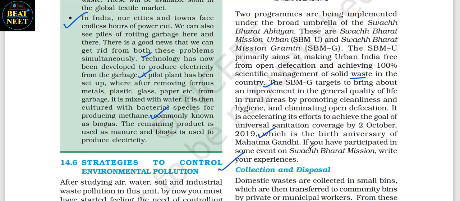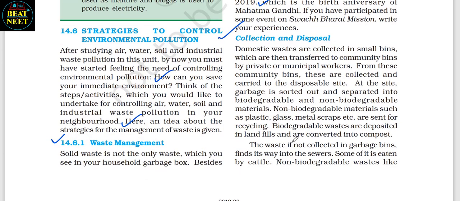Collection and disposal. Domestic waste is collected in small bins, which are then transferred to community bins by private or municipal workers. From these community bins, it is collected and carried to the disposal site. At the site, garbage is sorted and separated into biodegradable and non-biodegradable materials. Non-biodegradable materials such as plastic, glass, metal scraps, etc. are sent for recycling. Biodegradable waste is deposited in landfills and converted into compost.